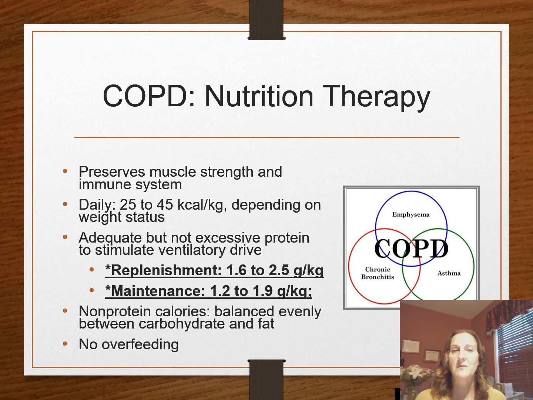Nutrition therapy for COPD is to preserve muscle strength and increase immune function. We are going to provide adequate but not excessive protein to increase the ventilatory drive. When a patient's protein needs to be replenished, we're providing 1.6 to 2.5 grams per kilogram of body weight. When they're in a maintenance state, it goes down to 1.2 to 1.9 grams per kilogram of body weight. Here we don't want to overfeed the patient, and the goal is again to decrease the production of carbon dioxide.